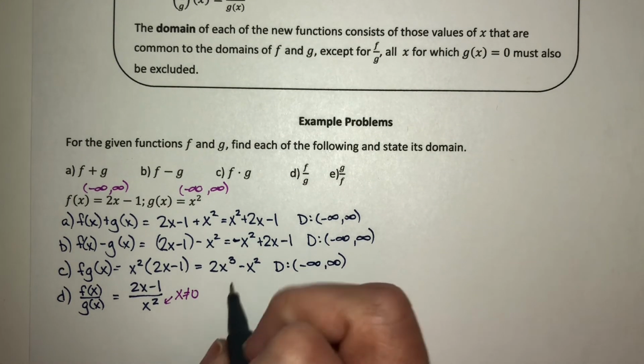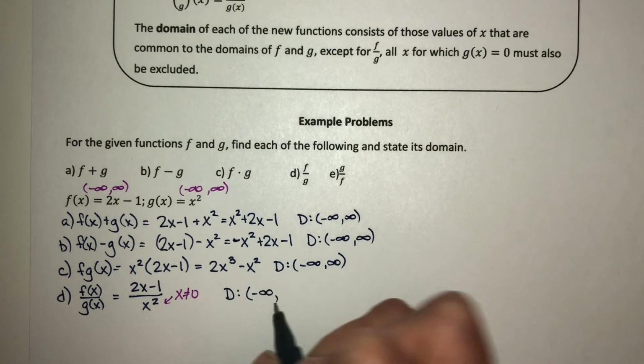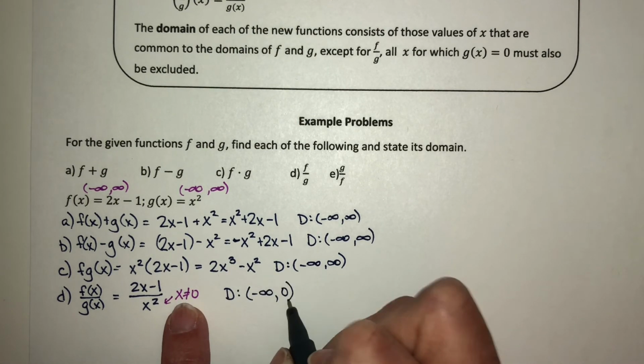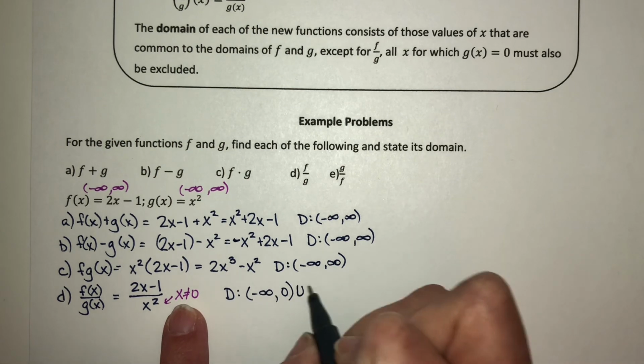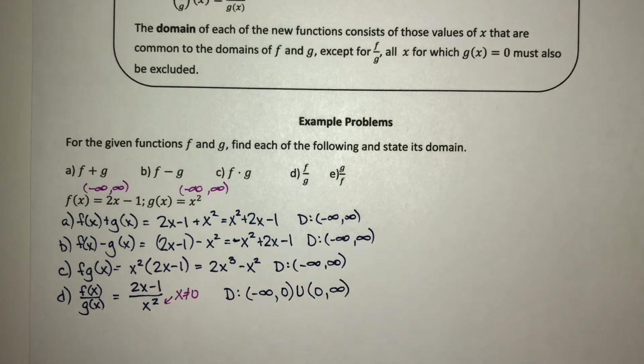So the domain will be negative infinity up to 0, not including 0, union not including 0 to positive infinity. We just punched out the 0. It's no longer included in the domain.